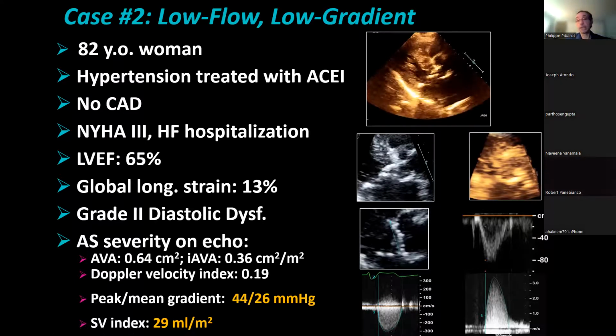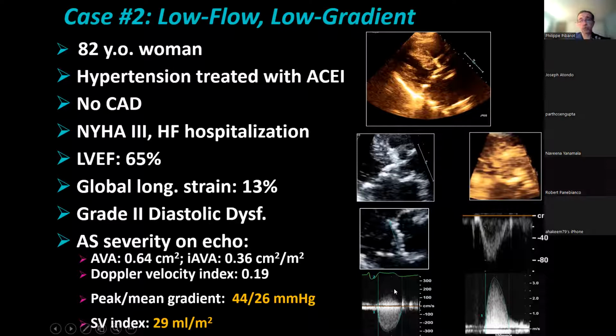ml per meter square. And indeed, this patient has a preserved EF, but look at the very pronounced concentric remodeling, small cavities, impaired filling, impaired longitudinal strain. So you have, I think, good reason to explain the low flow state.